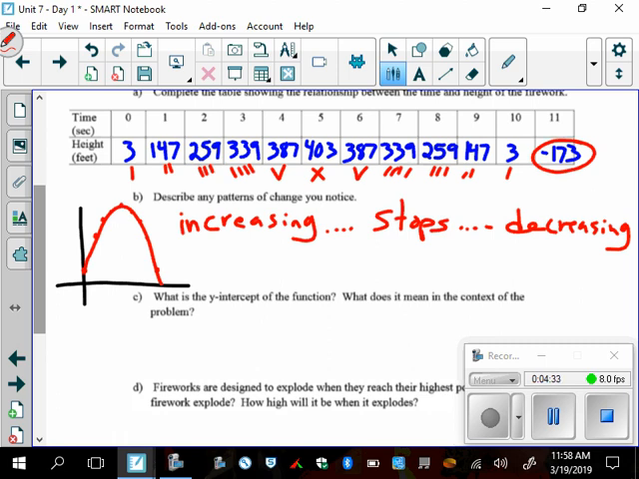So the y-intercept, hopefully we remember that the y-intercept is when x equals 0, our y-intercept is 3. What does that mean in the context of the problem? This is my initial or my starting height.